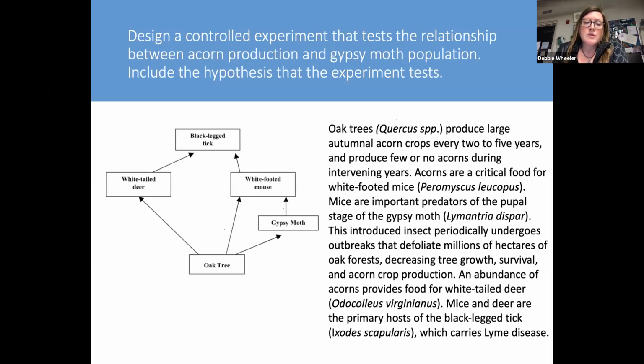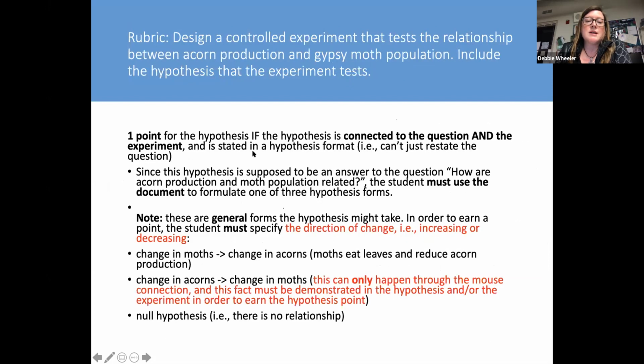Any other folks want to try this before we take a look at some optional answers? I'm looking in the chat to see if we've got some. More acorns produced, more moths produced, population of acorns increases. More acorns, more moths. Nice. Okay, let's look at some optional solutions to this.